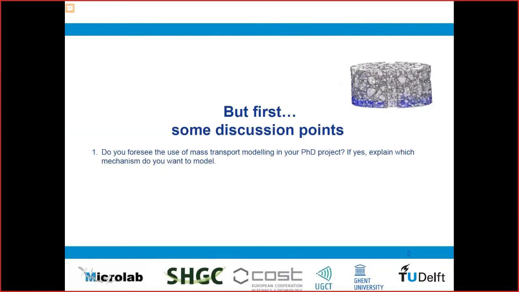I left one discussion point on purpose at the beginning, even though it would be nice to discuss it at the end of the presentation. But actually, we already started this discussion. Basically, I was curious to know which of you already foresee the use of mass transport modeling or even fracture modeling in your PhD project, and whether we could discuss a little bit of which are your thoughts.